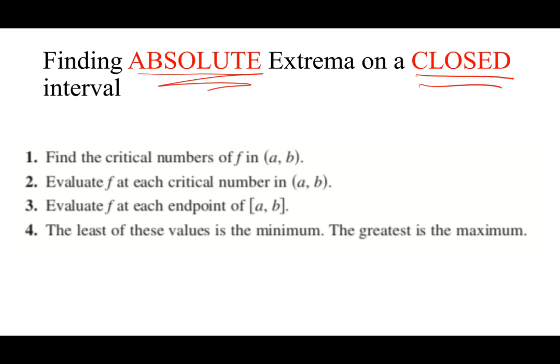Step 1, you're still going to find those critical values. Then step 2, you are going to evaluate f this time at each of those critical values. Then you're going to evaluate f at each of the endpoints. And then you're going to conclude that the highest value is the maximum and the lowest value is the minimum. So again, the biggest difference here is that you are simply taking those values of x that you find and plugging them right back into the original f and then just looking for the largest and the smallest one.